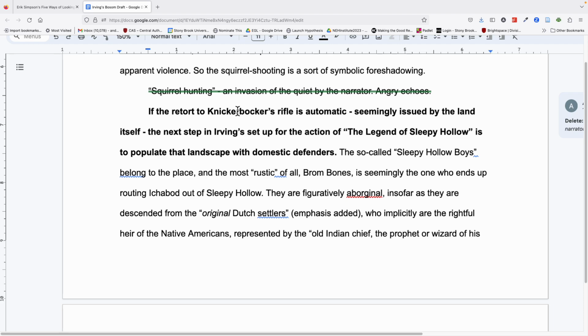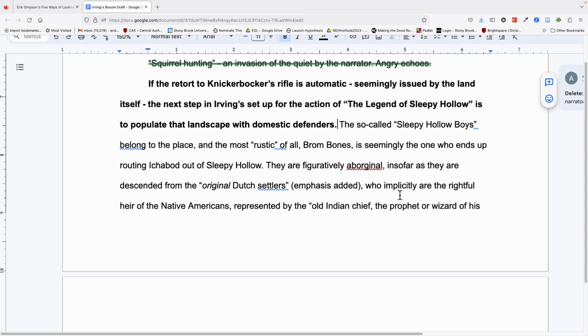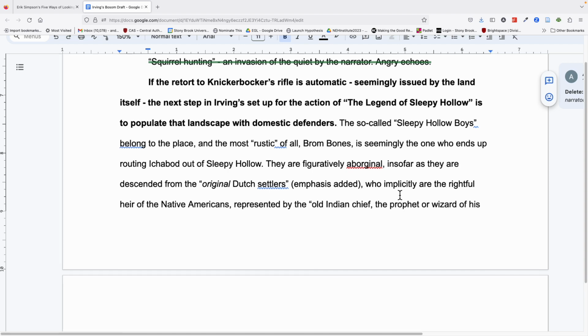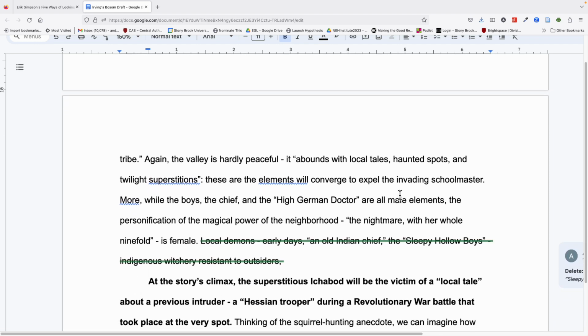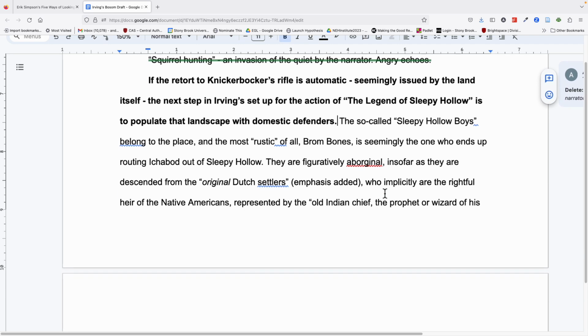"If the retort to," and here we see a transition from the previous paragraph, "the retort to Knickerbocker's rifle is automatically, seemingly issued by the land itself, the next step in Irving's setup for the action of Sleepy Hollow is to populate that landscape with domestic defenders." So here's where I get into the Sleepy Hollow bones and how they're all figuratively Aboriginal, and that's where I bring in the native studies perspective on the story, or the settler colonial studies perspective. But you can see how this develops out of my close reading analysis.